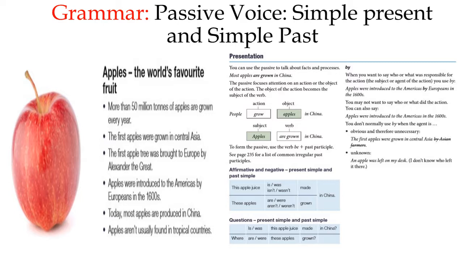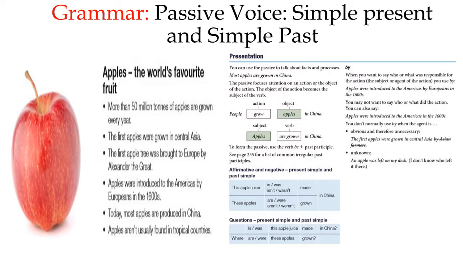Okay, presentation. You can use the passive to talk about facts and processes. Most apples are grown in China. The passive focuses attention on the action or the object of the action. So this is what I said before. The object of the action becomes the subject of the verb. Okay, the examples we have there.